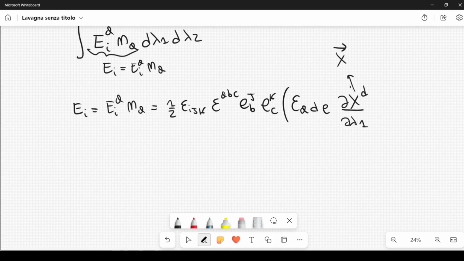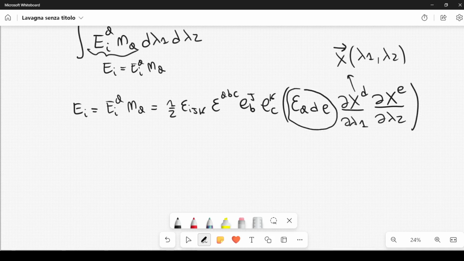As we move along the surface, we are varying the parameters lambda 1 and lambda 2. So x is a function of lambda 1 and lambda 2. And then here I have dx^E, which is the second index here, with respect to lambda 2. Now we can multiply this Levi-Civita symbol with this Levi-Civita symbol here. You can see that the repeated index A, there is a formula for epsilon^{ABC} and epsilon_{ADE}. It's quite a simple formula. I will show you in a moment.